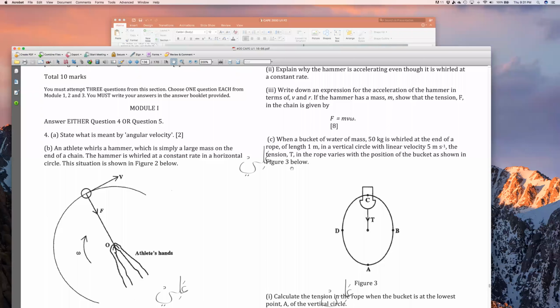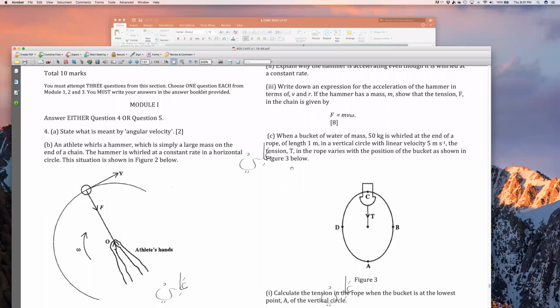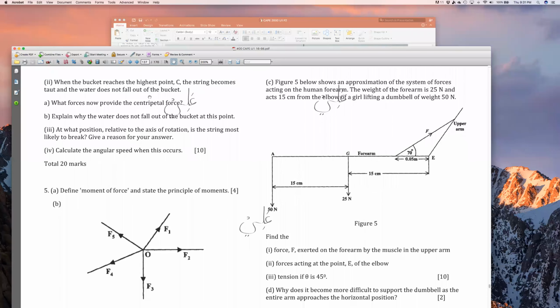The next part is when the bucket reaches the highest point, the string becomes taut. Right, so the string is still taut. They didn't say just taut. They did not have the words just taut. They said the string is taut, and the water does not fall out of the bucket. What forces now provide the centripetal force?